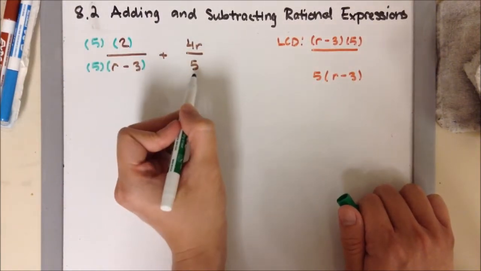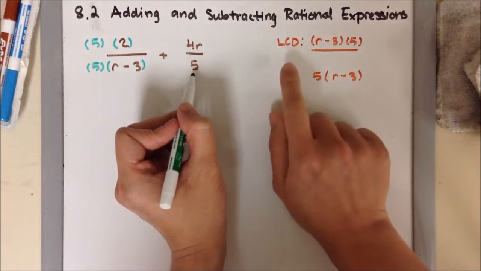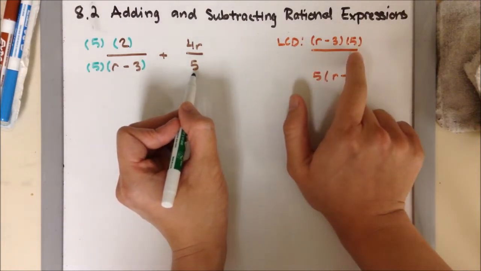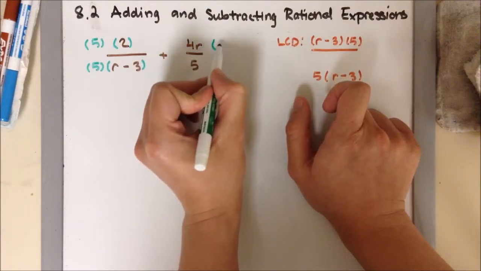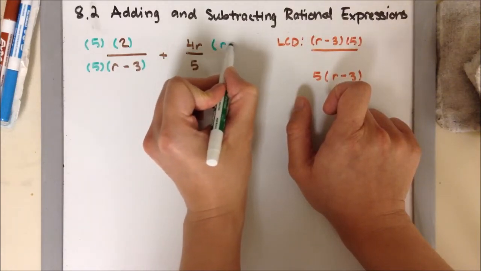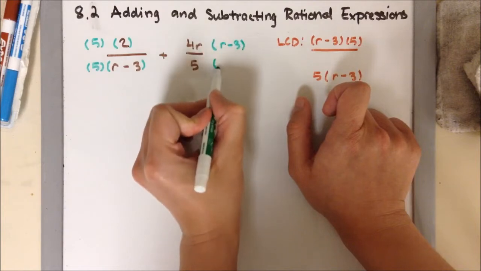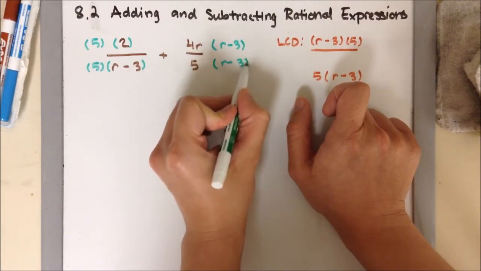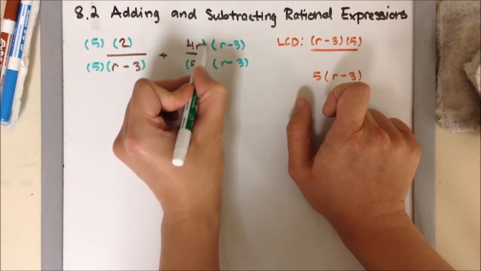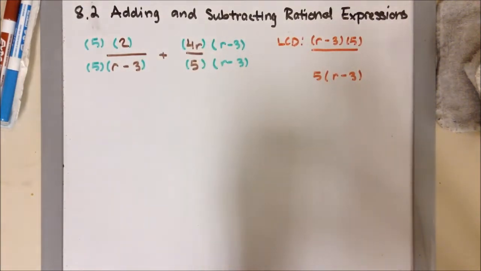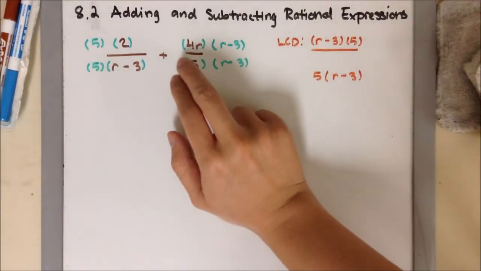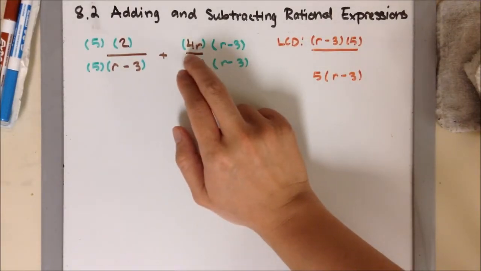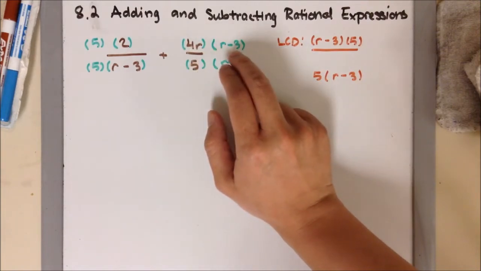Now, I'm going to compare the second fraction and its denominator with the LCD. It has a 5 but is missing the r minus 3. So I'm going to multiply the numerator and denominator by r minus 3. In addition, I'm going to include parentheses on the 5 and the 4r, that way we can visually see that I'm going to multiply by distributing the 4r to the r and the minus 3.